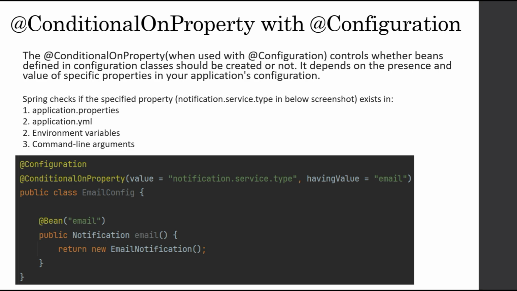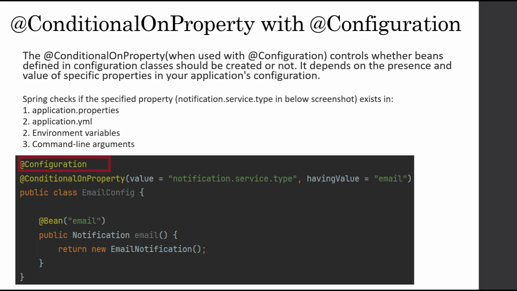The @ConditionalOnProperty can be used in conjunction with @Component, @Configuration, and @Bean annotations. The Spring Boot configuration classes are marked with the @Configuration annotation. When @ConditionalOnProperty is used with the @Configuration annotation, then it controls whether the beans which are defined in the configuration class should be created or not. That completely depends on the presence and the value of the specific property or properties which are defined in the application's configuration. Spring checks for the property in the application.properties file, in the application.yml files, in the environment variables, or in the command line arguments.